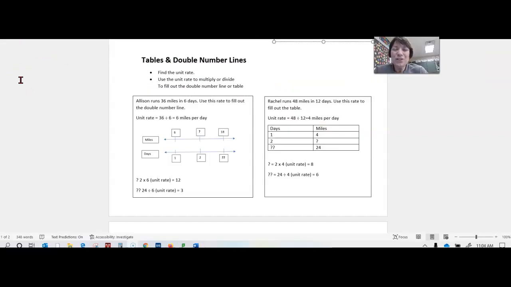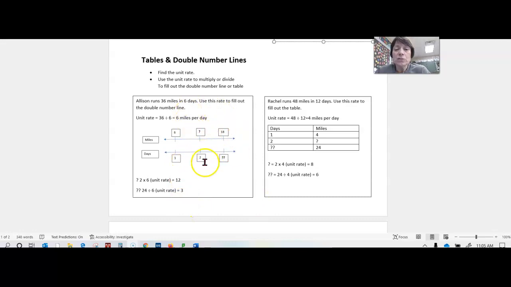Okay, so next we used our unit rate to fill out tables and double number lines. The important thing here is to remember to always get the unit rate, and then you use that unit rate, you either multiply or divide to fill out the rest of the chart. So here's a great example. Allison runs 36 miles in 6 days. We're going to use that rate to fill out our double number line here. So the unit rate is 36 divided by 6, or 6 miles per day. Now we use that 6 and either multiply or divide by 6 to fill in our chart.